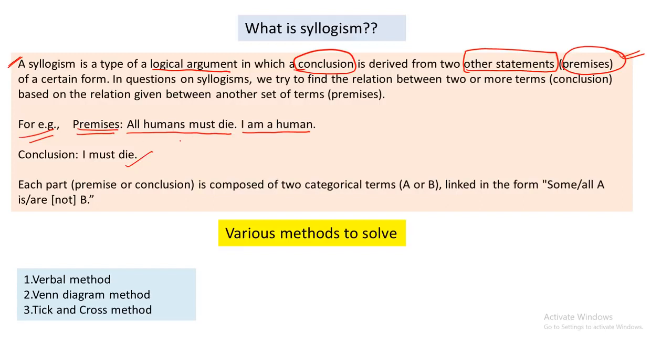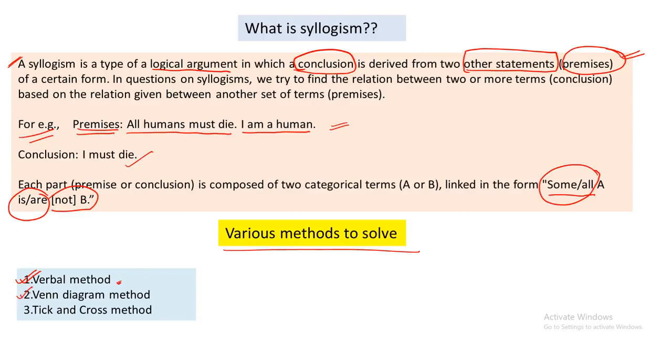Now the statements or premises are in the form of some or all, A is or are B, or not B. Anyway, we'll see various types of these statements. Now what are the various methods of solving syllogism? The first method is the verbal method, as we saw in the first question: all humans must die, I am a human. But the problem comes that in the question they deliberately give statements which are not logical in the normal world. So you are bound to get confused. So we do not use much of the verbal method.